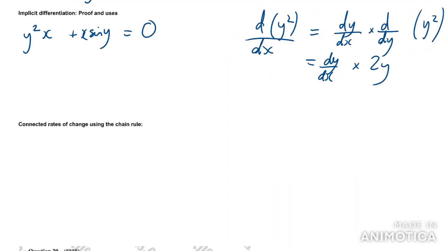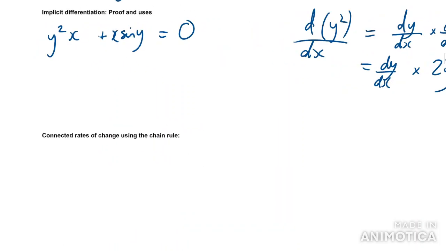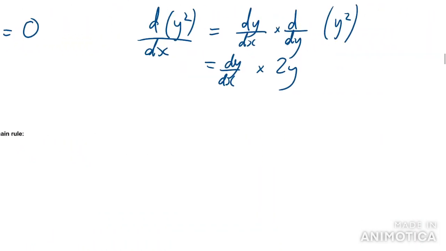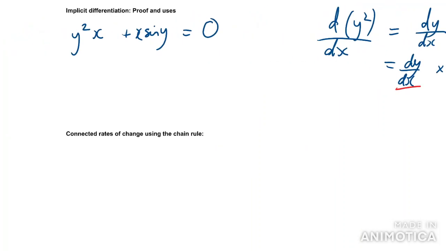It's just using the chain rule. But practically, how is that useful? Well, basically, if you notice, what was the effect of differentiating y squared? It just behaved like it was an x, but you've got this extra dy/dx multiplier. And that's it. That's all you need to do for implicit differentiation.